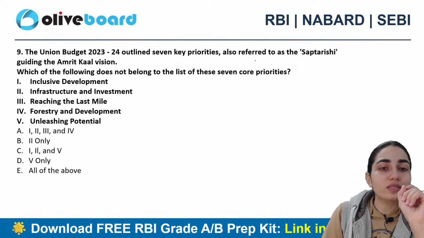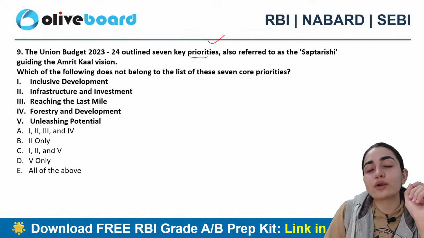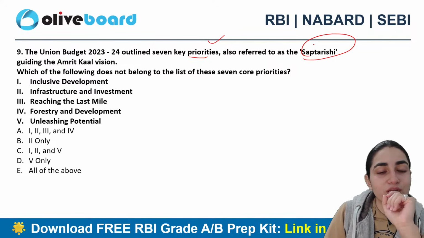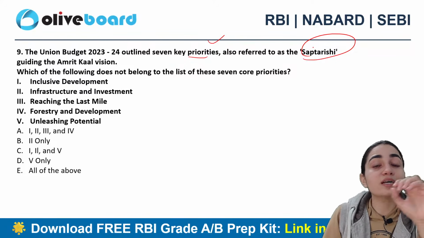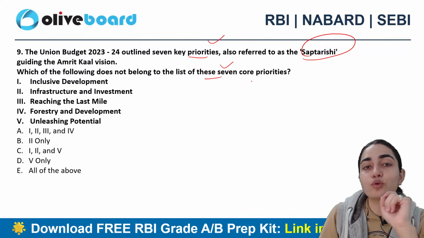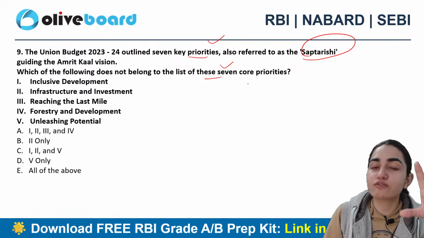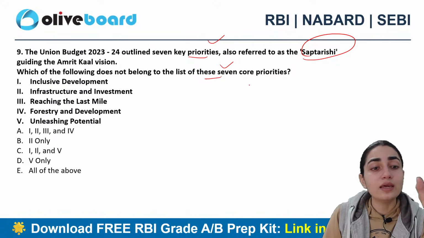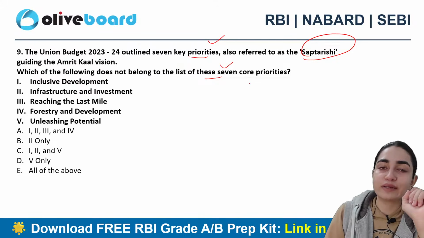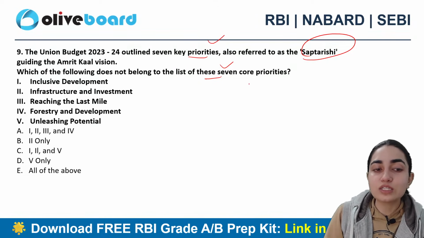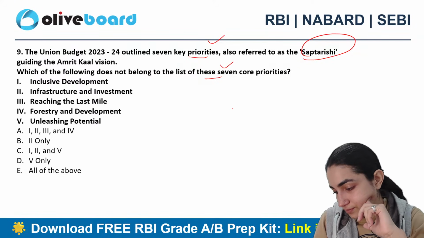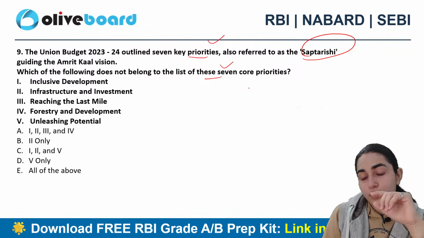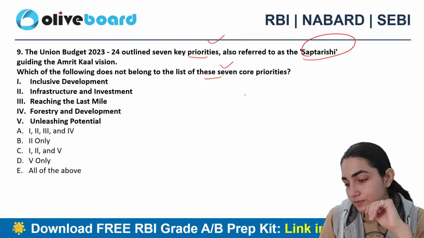The Union Budget 2023-24 outlined 7 key priorities, also referred to as what? That is Saptarishi, guiding the Amritakal vision here. Now you people need to tell me that which of the following does not belong to the list of these 7 core priorities. Is it inclusive development, infrastructure and investment, reaching the last mile? Is it forestry and development if you're unleashing potential? Is it 1, 2, 3, 4? Is it 2 only? Is it 1, 2, 4 only, 5 only if you're all of the above? Alright. Which one is exactly the correct answer?